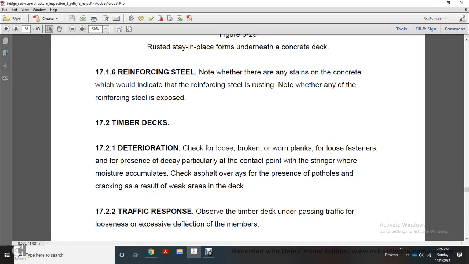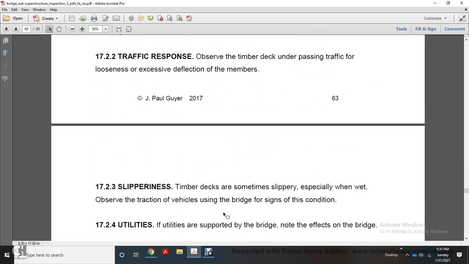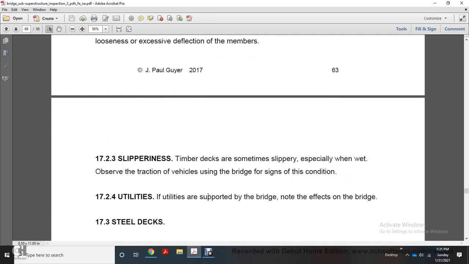Deck traffic response: observe the timber deck for the easing of passing traffic, as looseness affects excessive deflection of the members. Slipperiness: timber decks are sometimes slippery, especially when wet. Observe the traction of vehicles to view how the bridge responds to the condition. Utilities supported by the bridge: note the effects on the bridge.